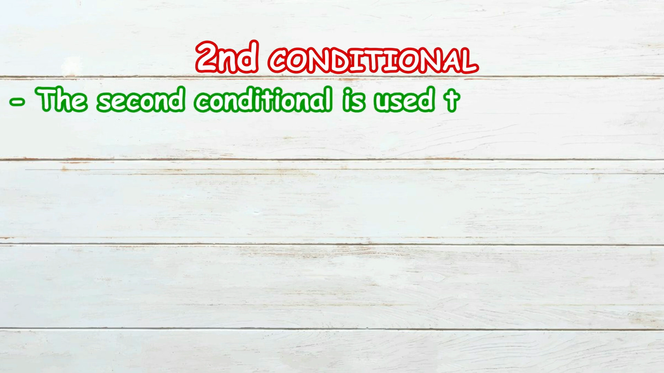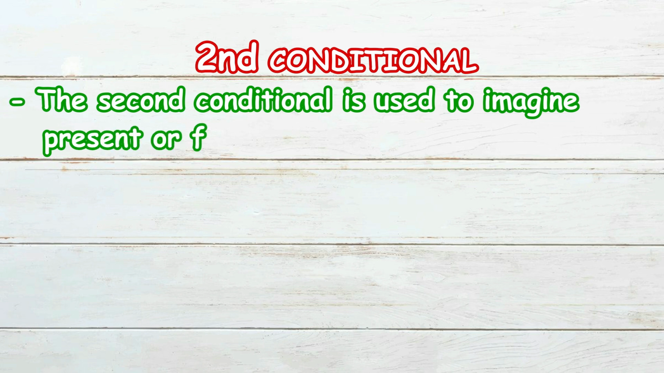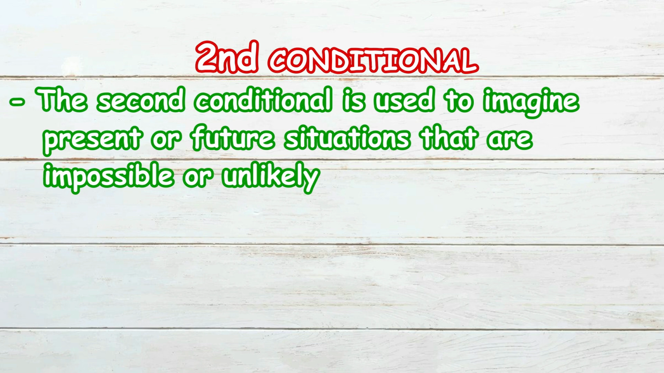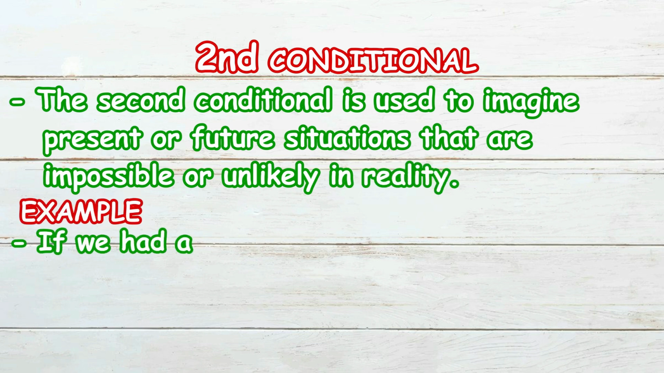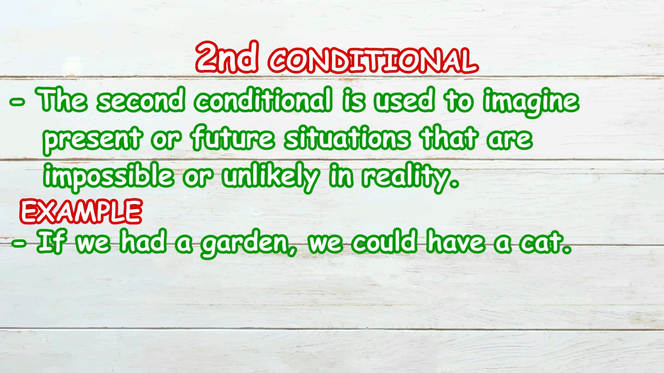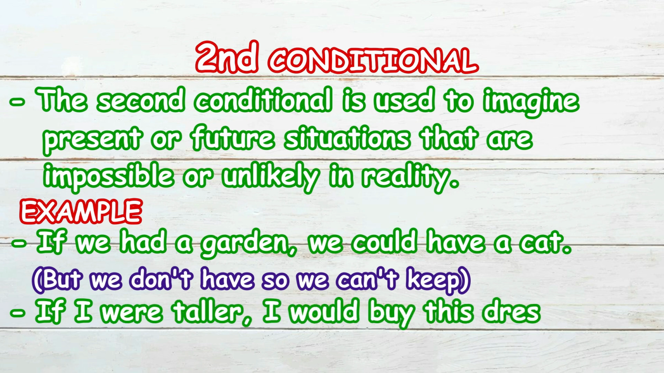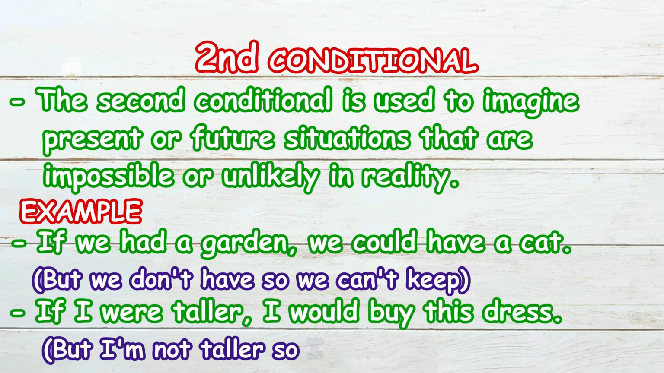The second conditional is used to imagine present or future situations that are impossible or unlikely in reality. For example, if we had a garden, we could have a cat, but in reality we don't have one, so we can't keep one. If I were taller, I would buy this dress, but I'm not taller, so I can't buy it.